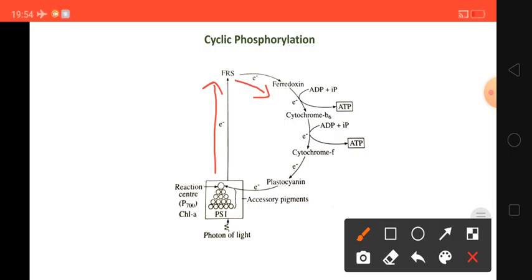Now again over here, when the electron moves down and is accepted by these electron acceptors, there are two places where ATP is produced. The first is at the point of ferredoxin to cytochrome B6. As you can see, ADP combines with inorganic phosphate and ATP is produced. Then when it moves from cytochrome B6 to cytochrome F, again ADP combines with inorganic phosphate and ATP is produced. As it reaches plastocyanin, it again moves to the main reaction center. So over here there is no loss of electron, and no need to replace a lost electron.